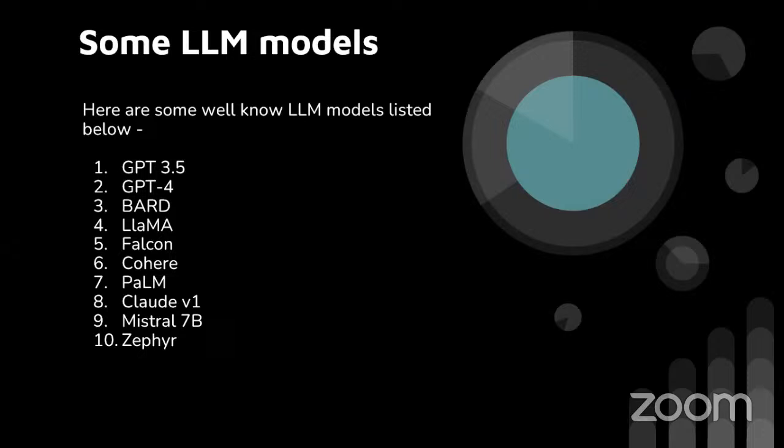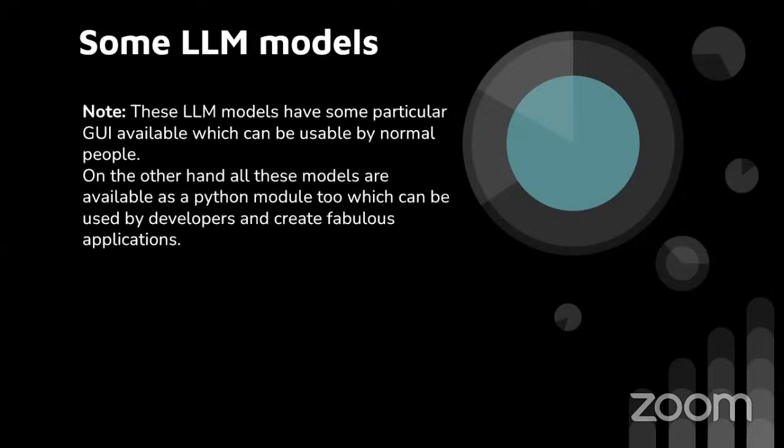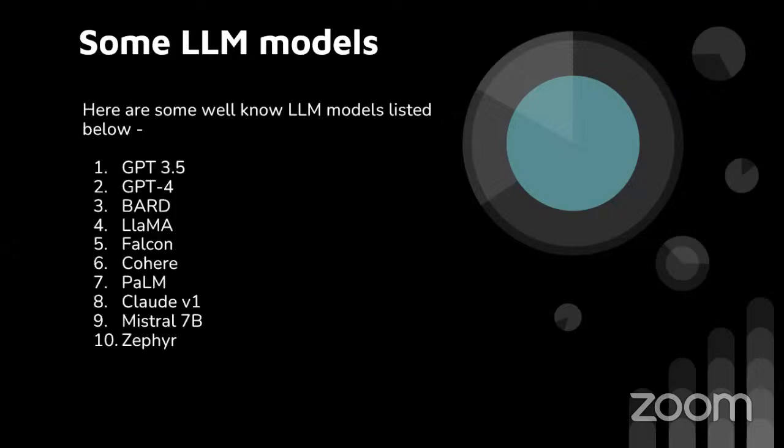Then Zephyr is built on top of the Mistral 7B model. It is known for being hyper optimized for chat tasks. It's a newer version of Mistral 7B. These LLMs have graphical user interfaces available, which can be used by normal people also, because these are open source large language models. There are a lot of paid ones also. These are open source, you can pick them up.